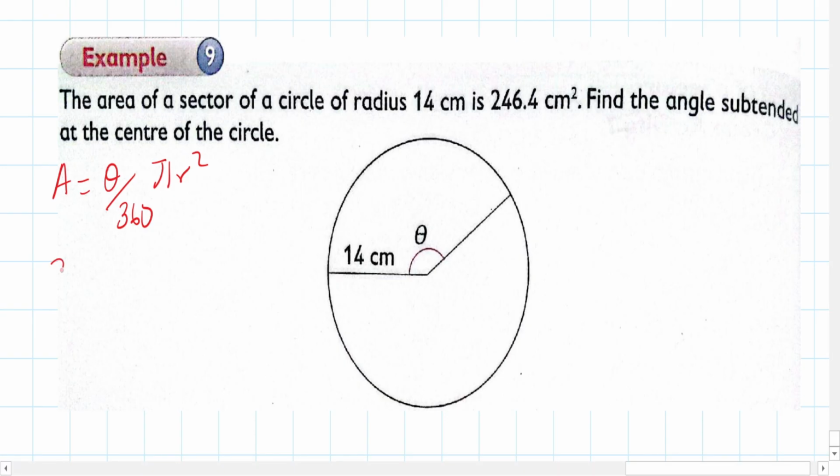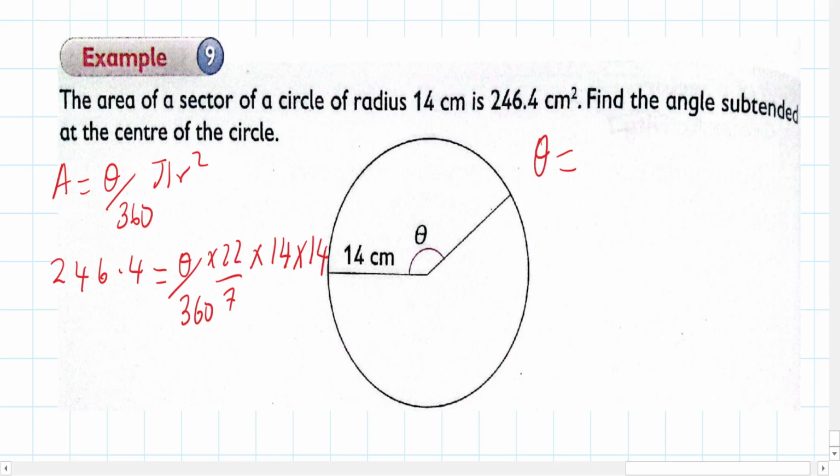The area is 246.4, which is equal to theta, which you don't know, over 360 times 22 over 7 times r squared, which is 14 squared, or 14 times 14. Now for you to get theta, anything that was on this side, if it was at the bottom, it will appear at the top, and whatever was at the top will appear at the bottom.